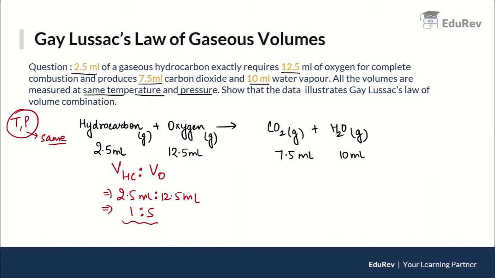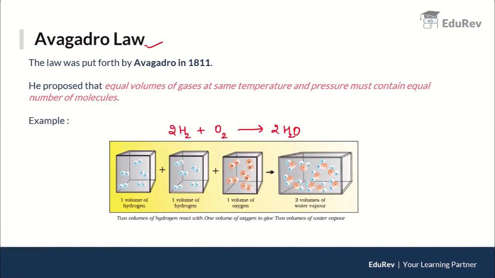The last law is Avogadro's law. Avogadro was a scientist who gave this law in 1811. He proposed that equal volumes of gases at the same temperature and pressure must contain an equal number of molecules. Okay, so the condition he gave was the same temperature and pressure. Then he said that gases having equal volumes will also have an equal number of molecules.